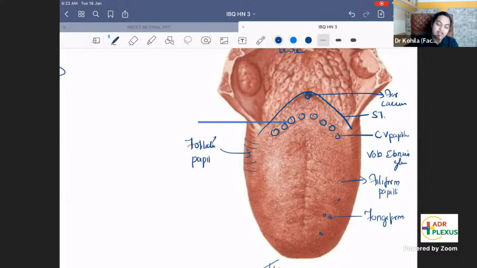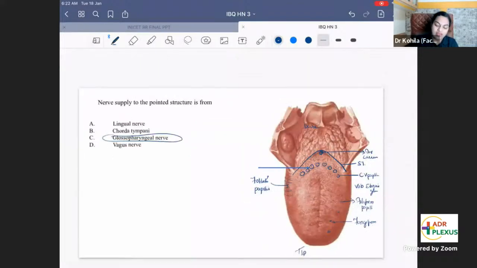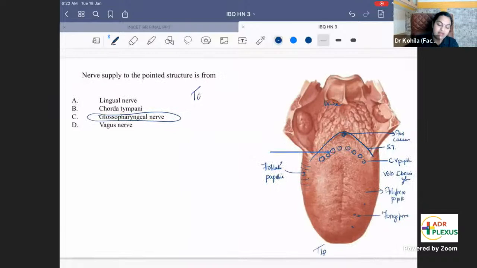Now, taste buds are absent in which papillae? Taste buds are absent in filiform. Okay, in filiform papillae.